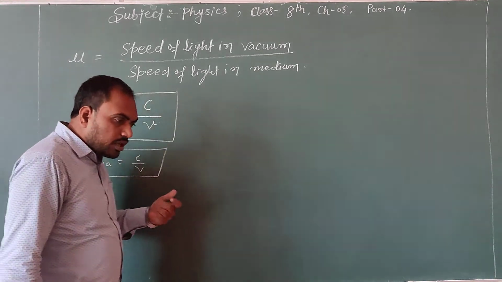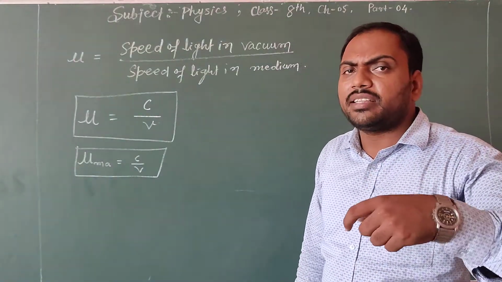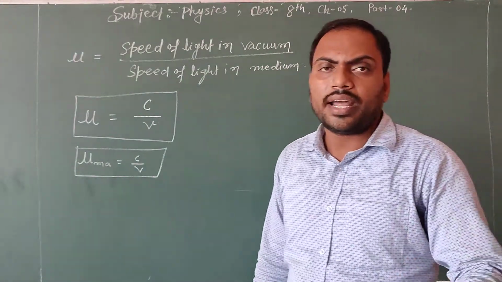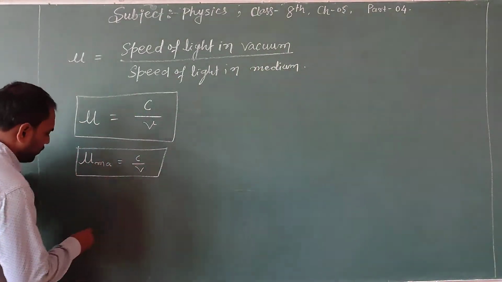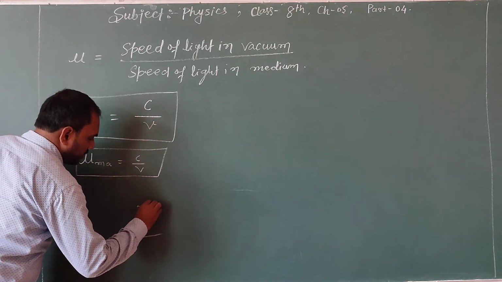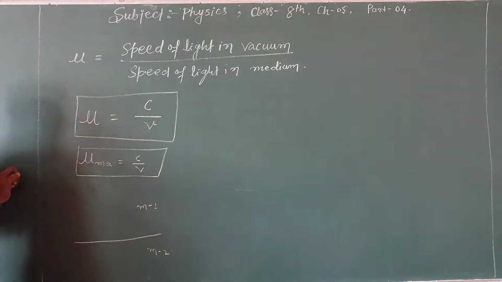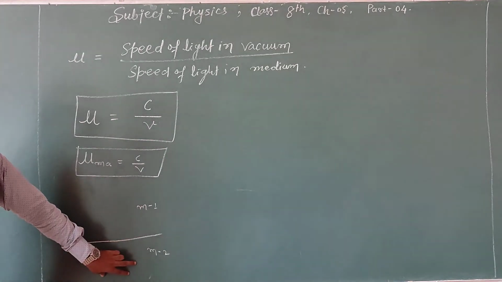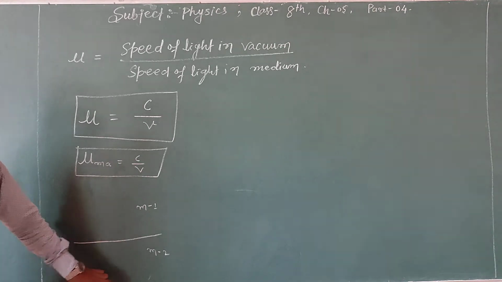Okay, now let's suppose that there are two media, medium 1 and medium 2. This is medium 1 and this is medium 2. Light is entering from medium 1 into medium 2.